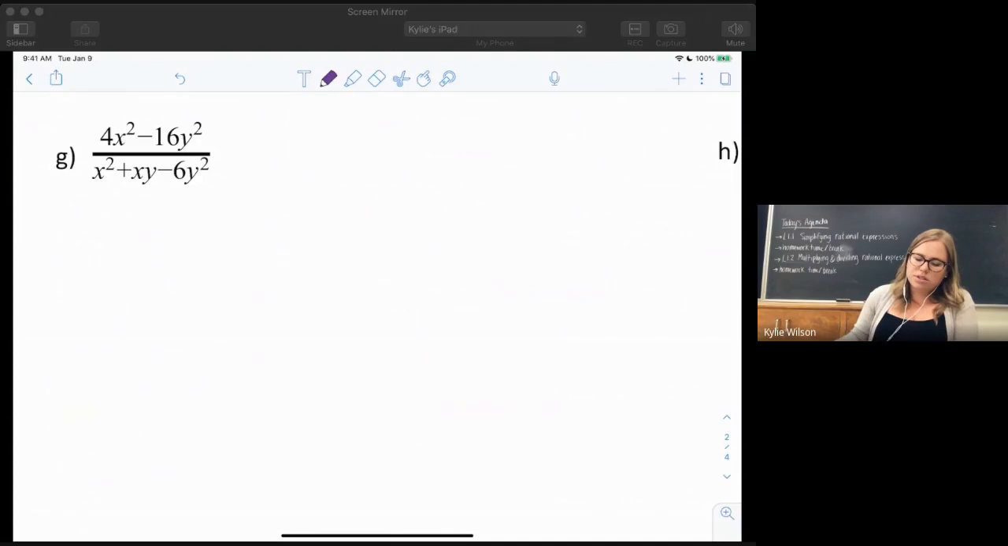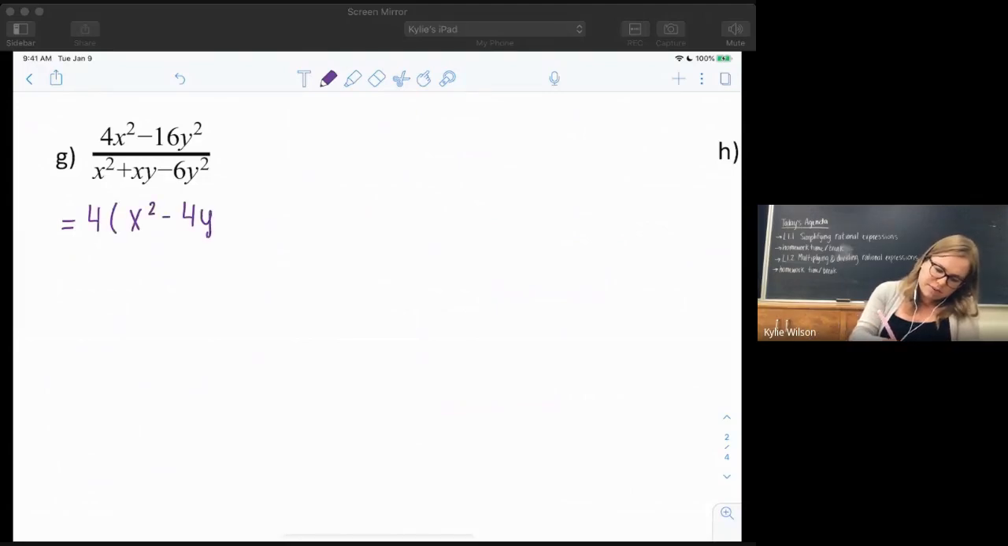So this next one, 4x squared minus 16y squared all over x squared plus xy minus 6y squared. So these ones are getting a little more challenging just with the factoring. The actual underlying concepts of when we cancel stuff, all of that are actually the exact same. So the first thing I'm going to do is common factor out as much as I can. So in my numerator, I can factor out a 4. So I'll have x squared minus 4y squared, like that. And I can't common factor out anything from the bottom.